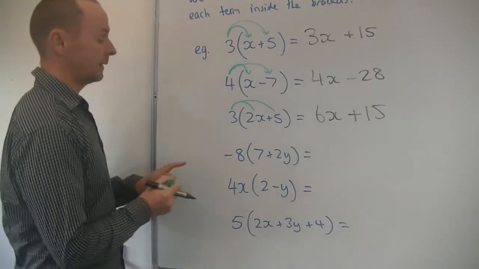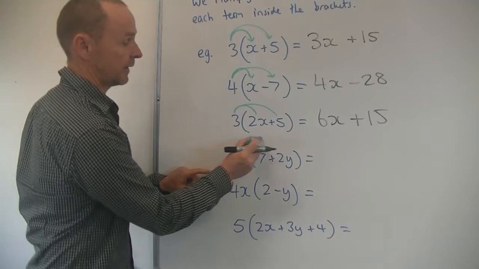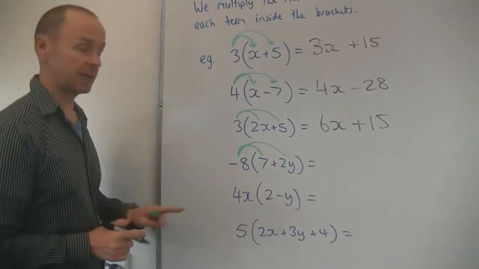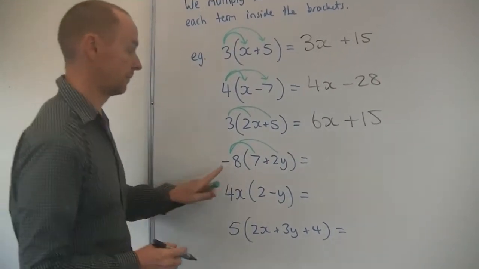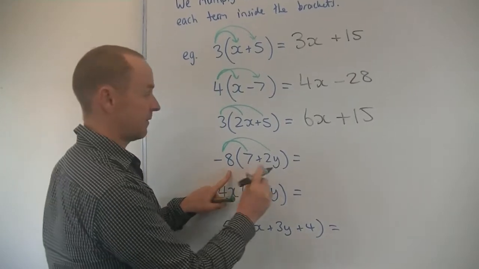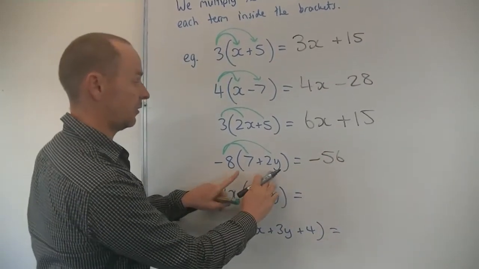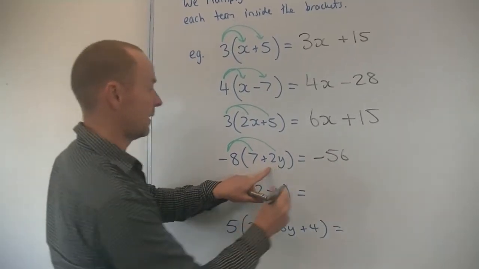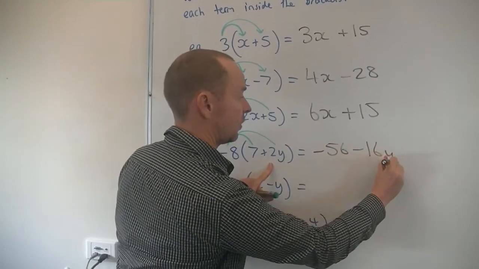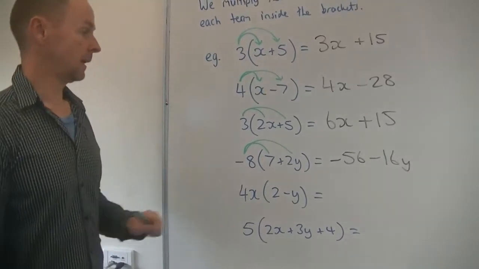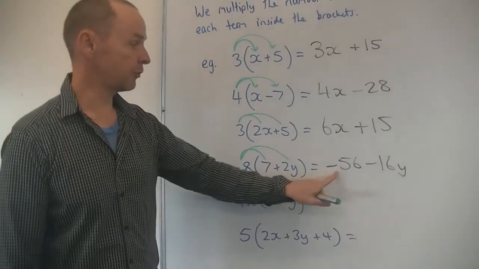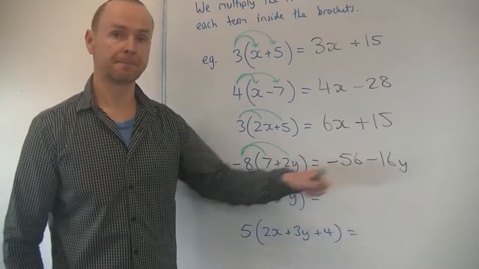Next one. Now, what do you notice about the a? It's not an a, it's a negative a. So you've got to be careful. It's going to change the sign of each of them. So negative 8 times 7, 7 8s are 56, so it's negative 56. And then negative 8 times 2y is negative 16y. Can you see that negative changed both the terms and they're both negatives now?